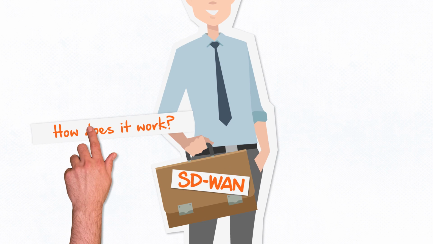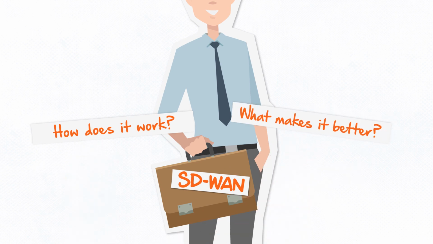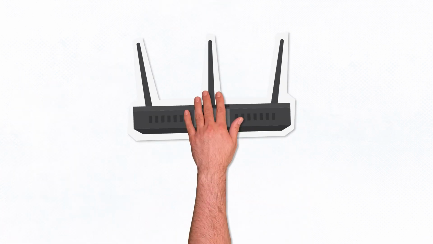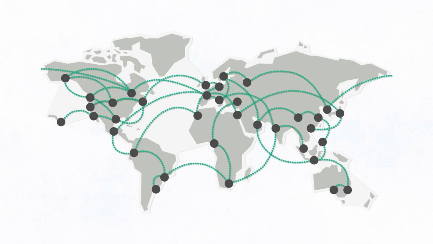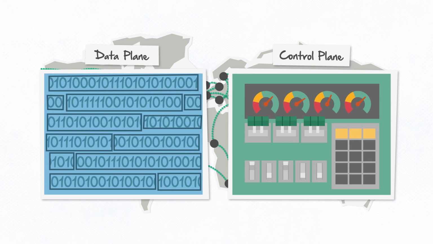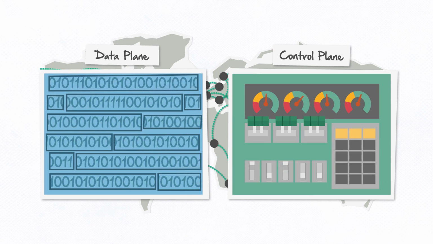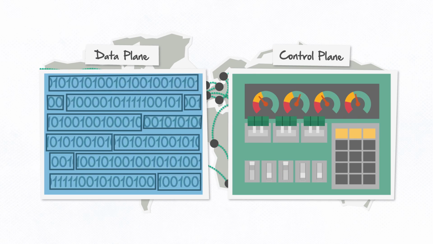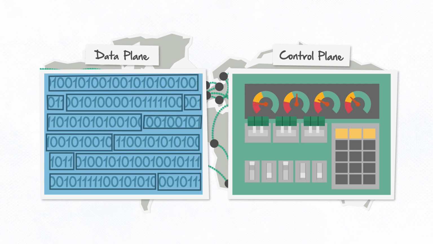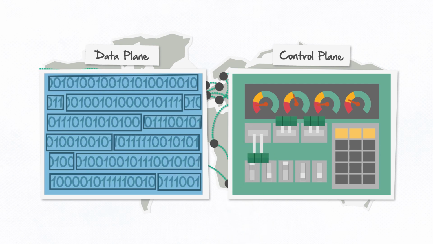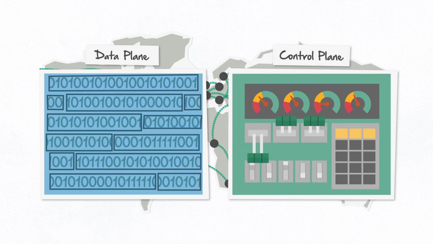But why? How does it work? What makes it better? Let's take a closer look. Traditional WANs are made up of tens, hundreds, or thousands of routers that talk to each other over long distances. Within each router, there's a data plane and a control plane. The data plane holds the information that is being sent or received, the data, while the control plane determines where that data should go. Sounds simple enough.